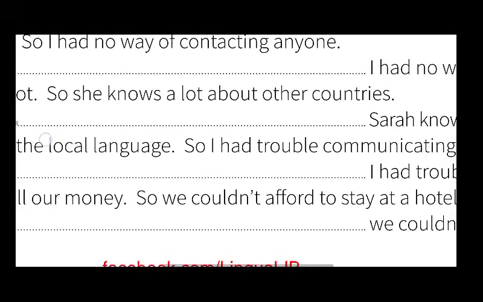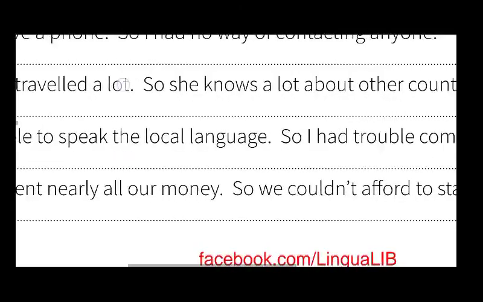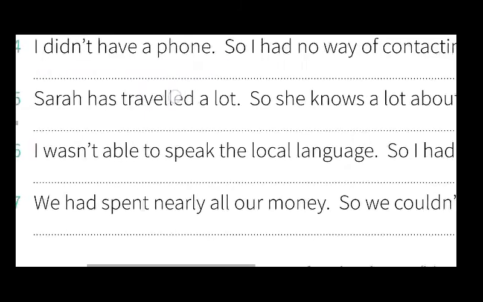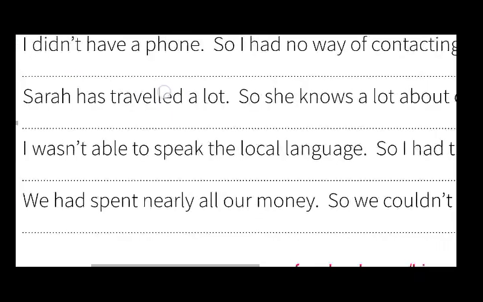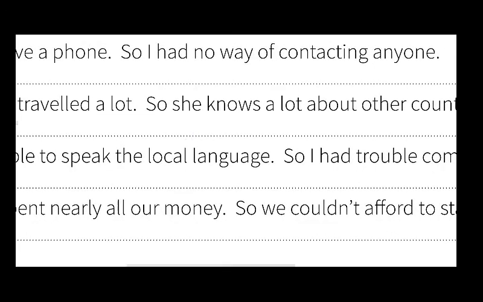Number 7, we had spent nearly all our money, so we couldn't afford to stay at a hotel. Yeah, we have here, having spent nearly all our money, we couldn't afford, of course, to stay at a hotel.